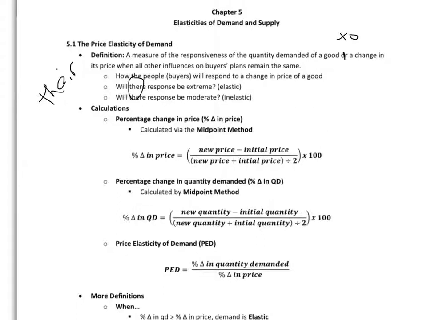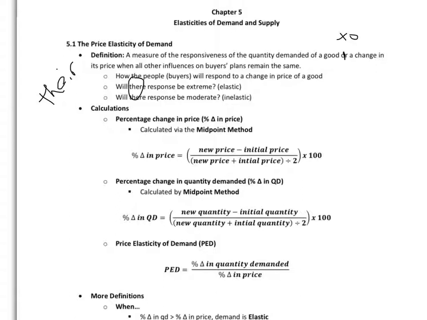Within this, we're going to see a number of different calculations, and I want you to take a look at these. And in your book, it's going to talk about this idea of a percentage change in price, and it basically tells you this equation: the percentage change in price equals the new price minus the initial price over the initial price times 100.